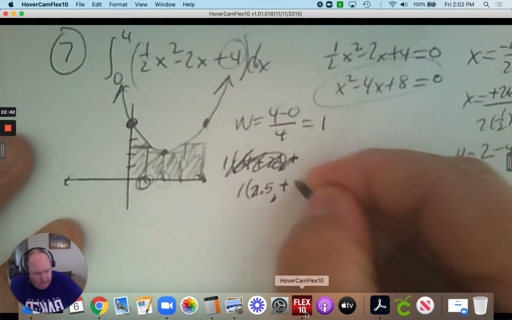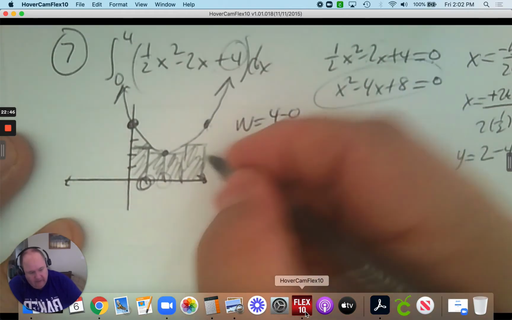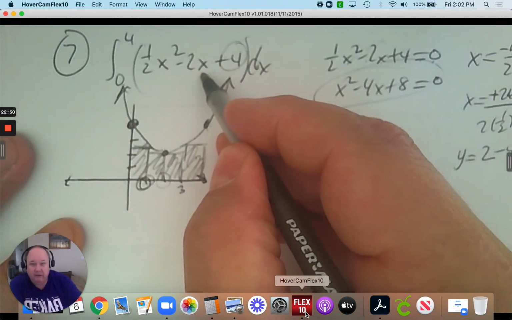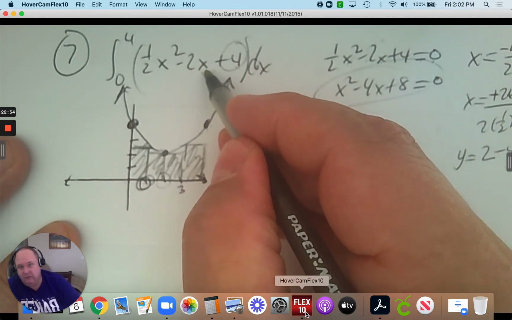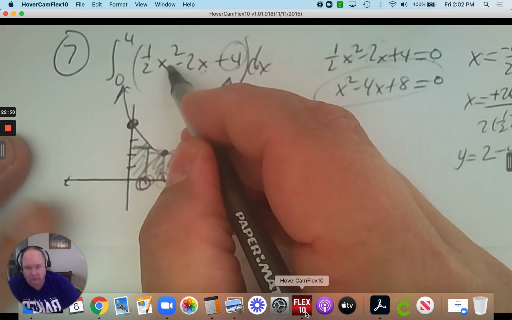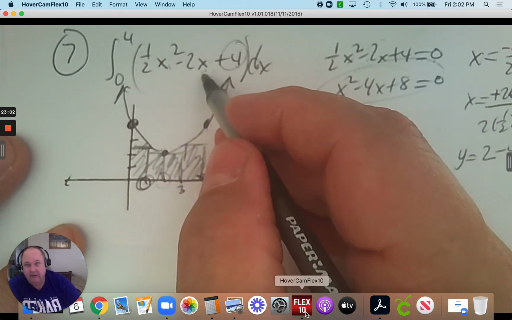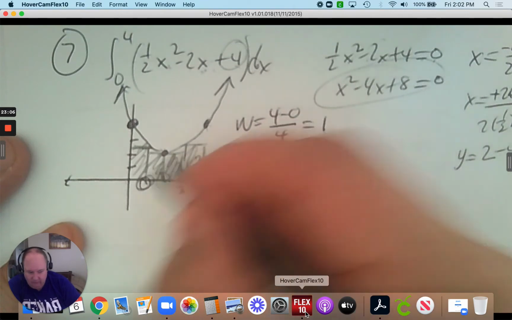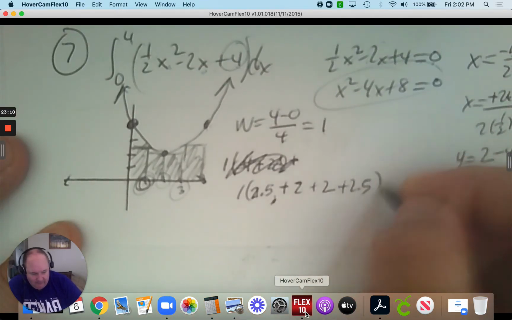Then the next one is just 2. And it stays again, 2. And then the next one would be at 3. So if I plugged in 3, it's 4 take away 6, which is negative 2. And then 9 over 2 is 4.5. So it's 4.5. Take away 2. So it's what, 2.5 again? And you can use symmetry actually too, because 1 and 3 will give you the same height. And that's it. You did it.